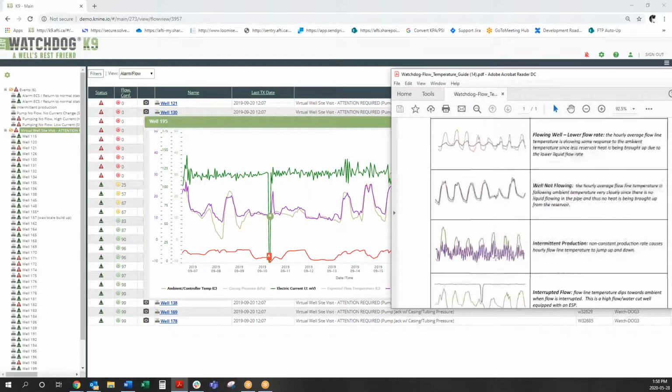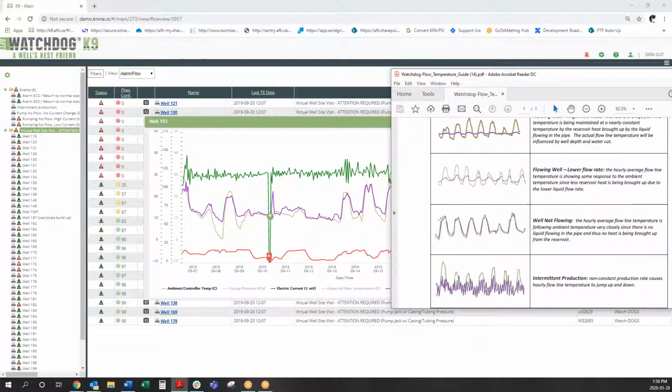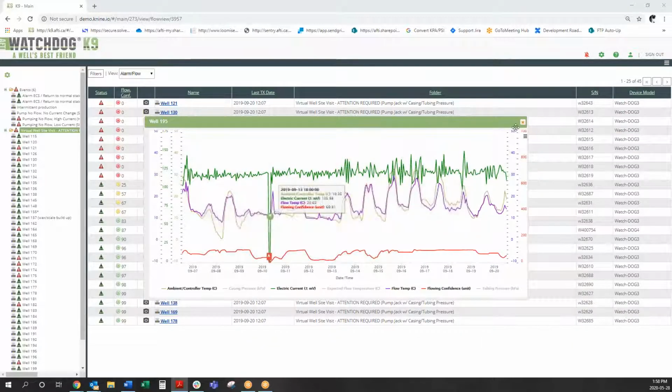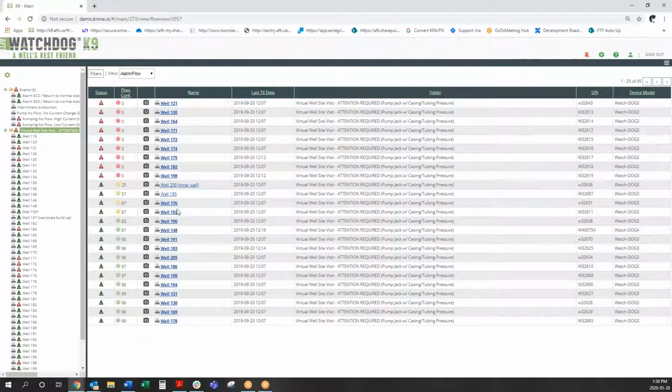And remember the trends here. When it's tracking ambient, it indicates there's little to no fluid being produced. When it's mirroring ambient like that, it's a lower flow well, just as it does right there. Let's have a look at the next one.